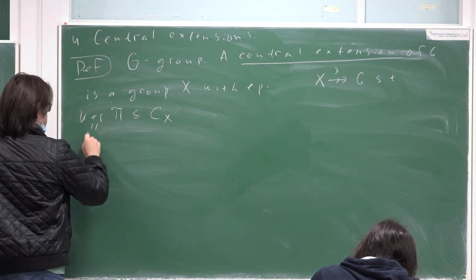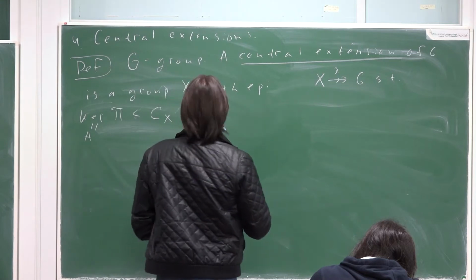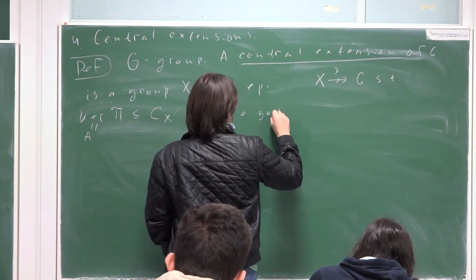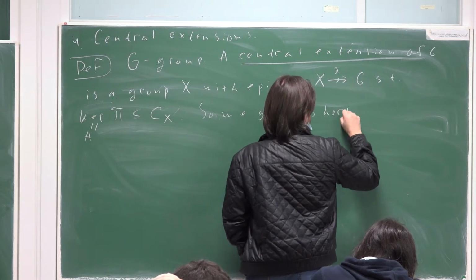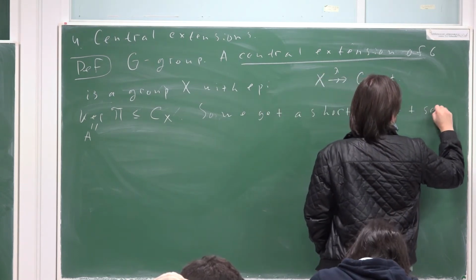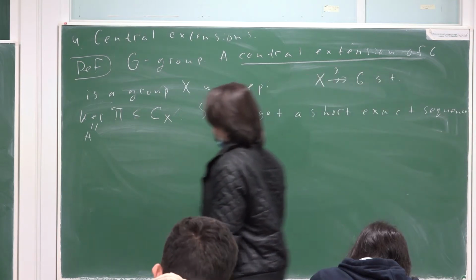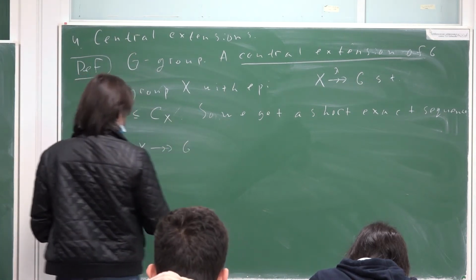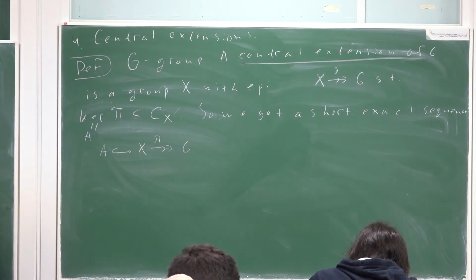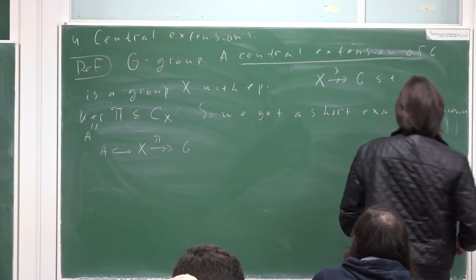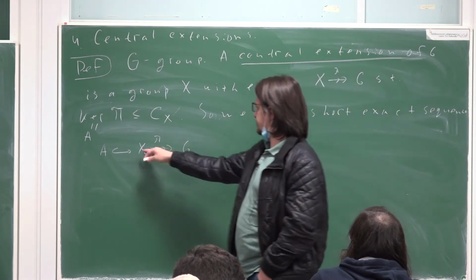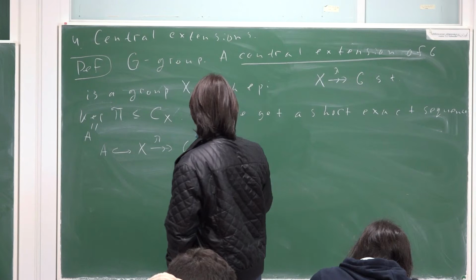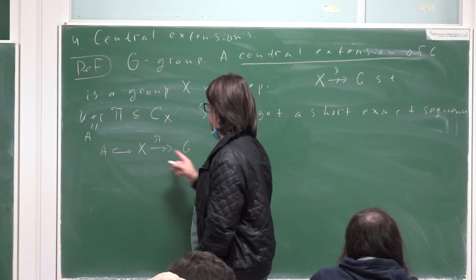So if we denote the kernel of π by A, then we get a short exact sequence A, X, G, and the fact that this is a central extension is equivalent to the fact that the induced action of G on A is trivial.